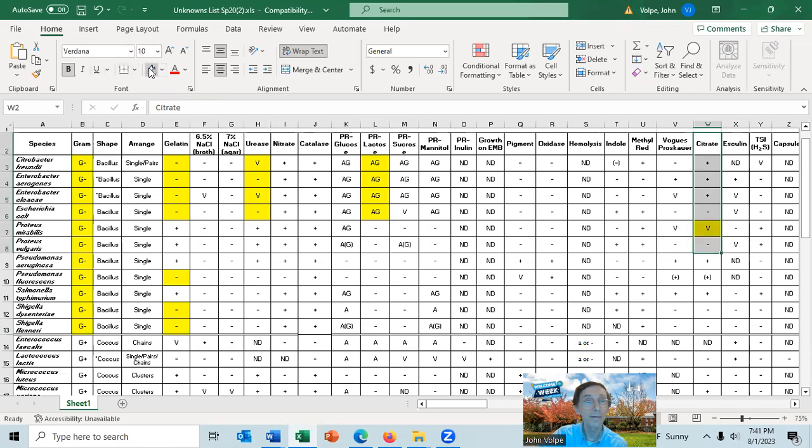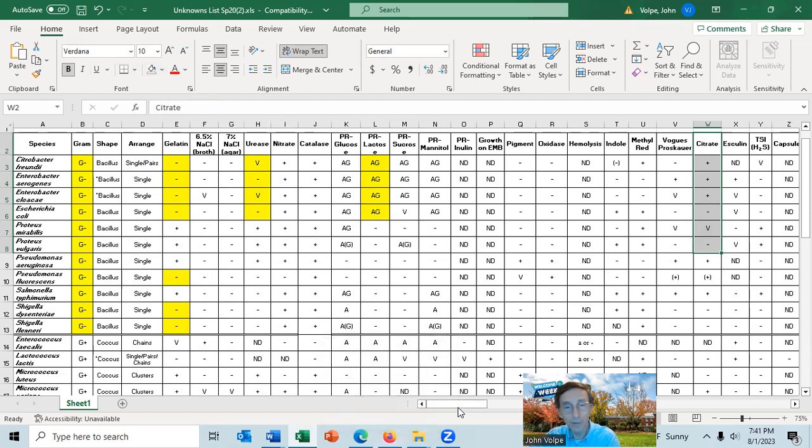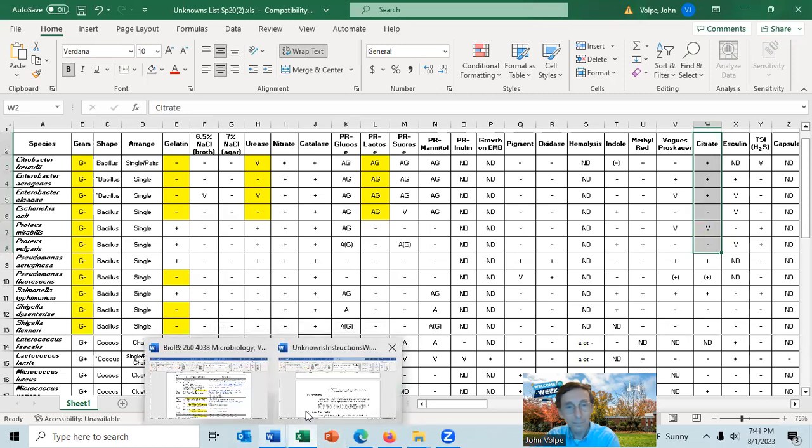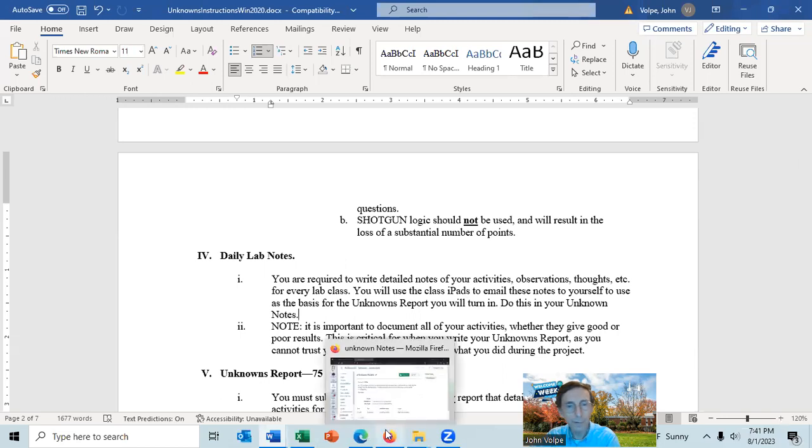So that should be stated in your unknown notes page. And then when you're writing up your lab report, you should state that as well. And we'll talk a little bit more about that. So I think that's it for your unknown notes pages.